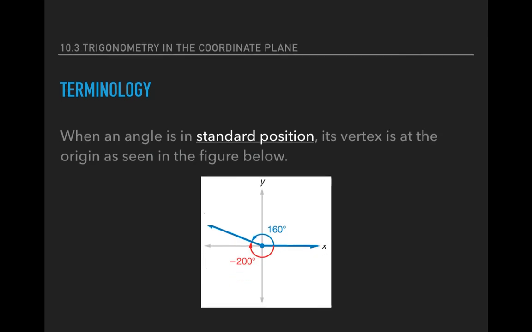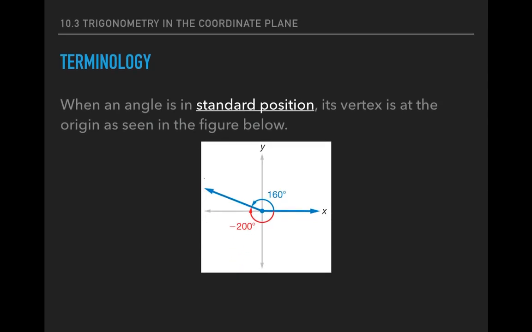Let's get started. When you have an angle in your coordinate plane, like you see here, and the vertex of that angle is at the origin, that angle is in standard position. We're going to be working with these kinds of angles for quite some time here, these that are in your coordinate plane.